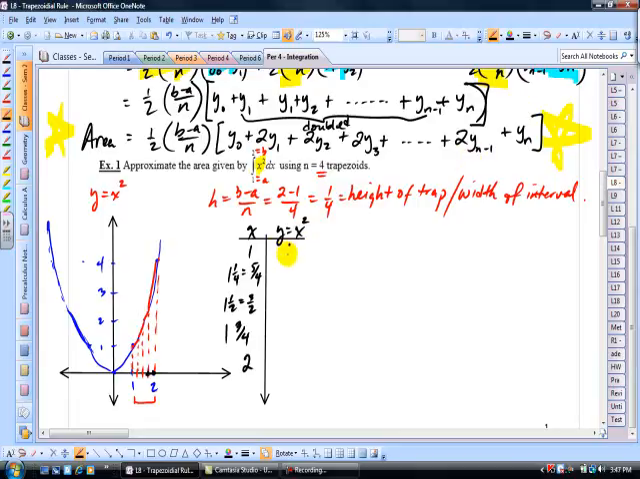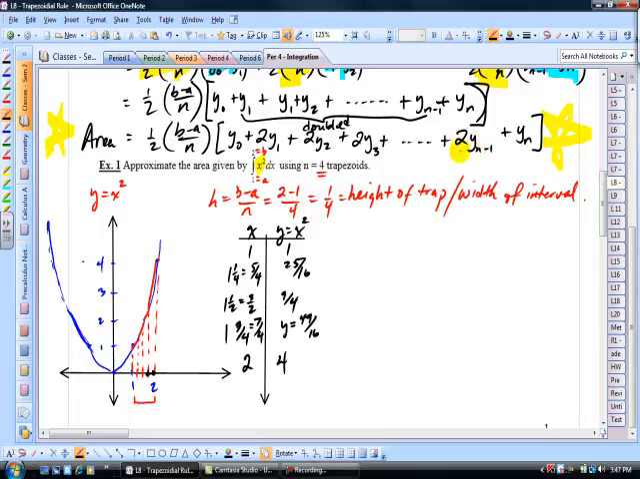So when x is 1, y is 1. When x is 5/4, y is 25/16. When x is 3/2, you get y equals 9/4. When x is 1 3/4 or 7/4, you get y to be equal to 49/16. And then when x is 2, y is 4.